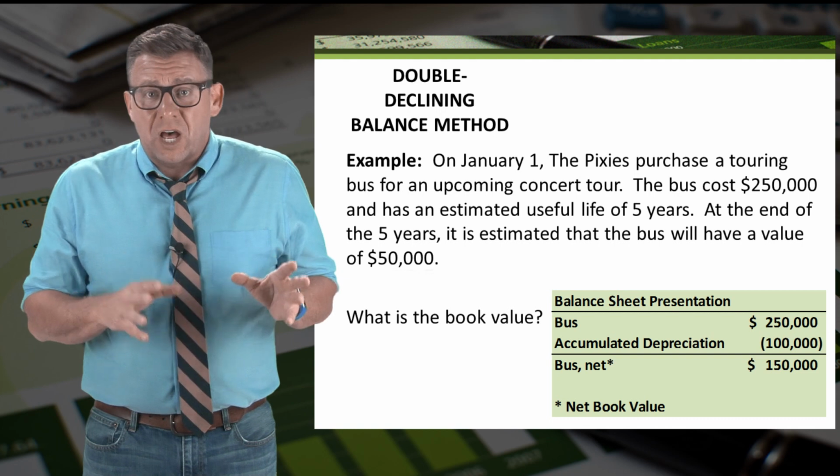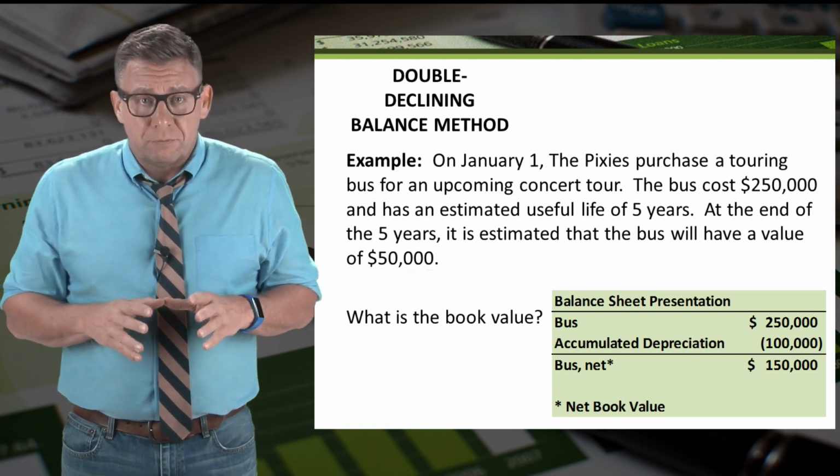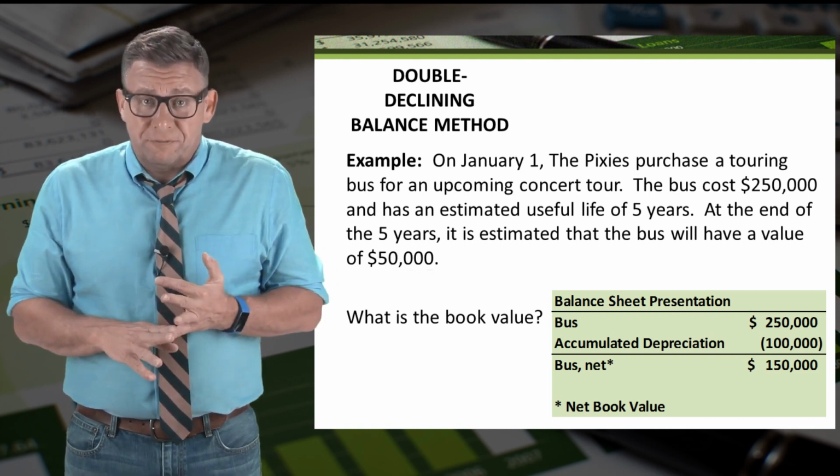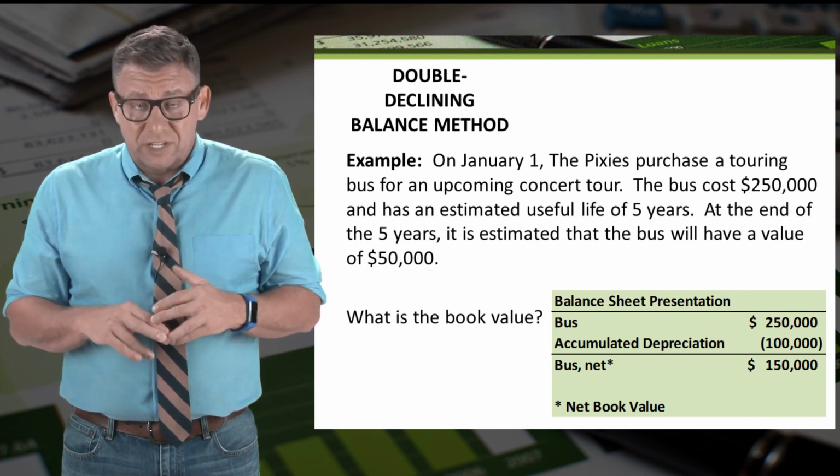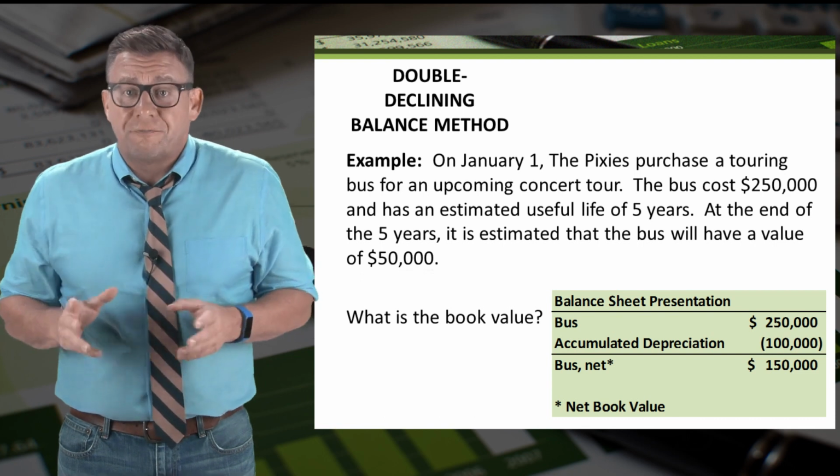The book value is the cost minus its accumulated depreciation. So cost of $250,000 minus accumulated depreciation of $100,000 gives us a net book value of $150,000.